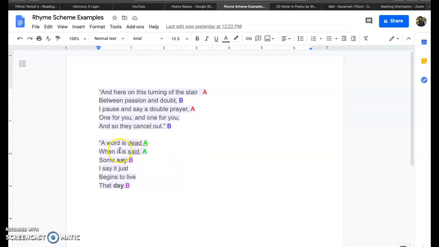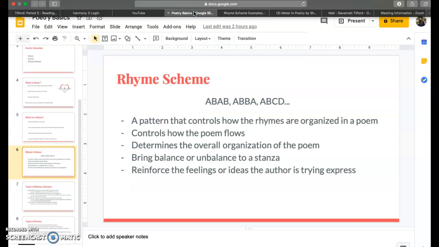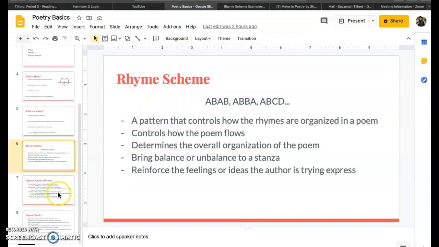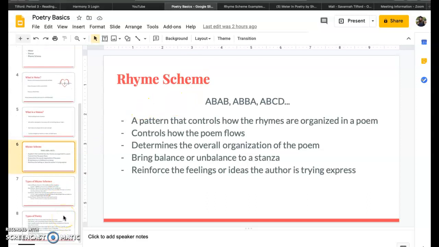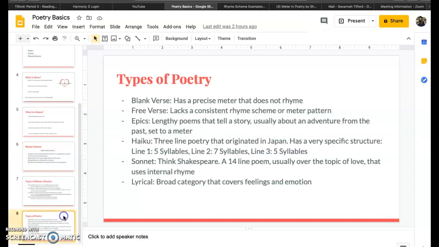Another example would be, "A word is dead when it is said, some say. I say, it just begins to live that day." So these first two lines rhyme, so that would be our two A's, dead and said. And then finally, say and day, those match, those are our two B's. And if you're a little confused on this part, that's okay. It's going to be confusing until you really see it in action. So don't be too discouraged if you are kind of confused, because we'll talk about this more as we go.